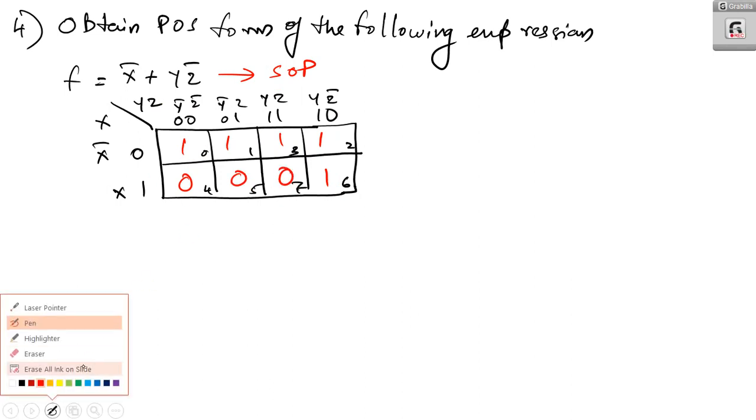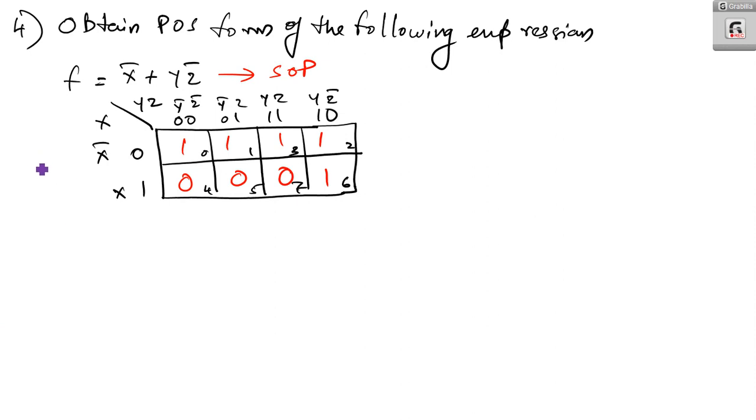And if you need to convert it into POS form, this is X, this is X bar. So this is Y or Z. This is Y or Z bar. This is Y bar or Z. Then this one is Y bar or Z bar. This is Y bar or Z. Okay. Here we can take 2 pairs. So here this is 1 pair. So what is that pair? X bar is common. Then which is common? Y is common. So this is X bar or Y.